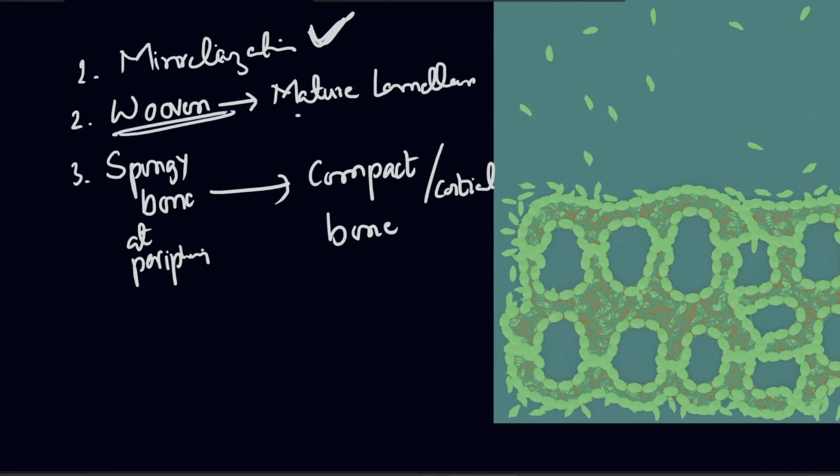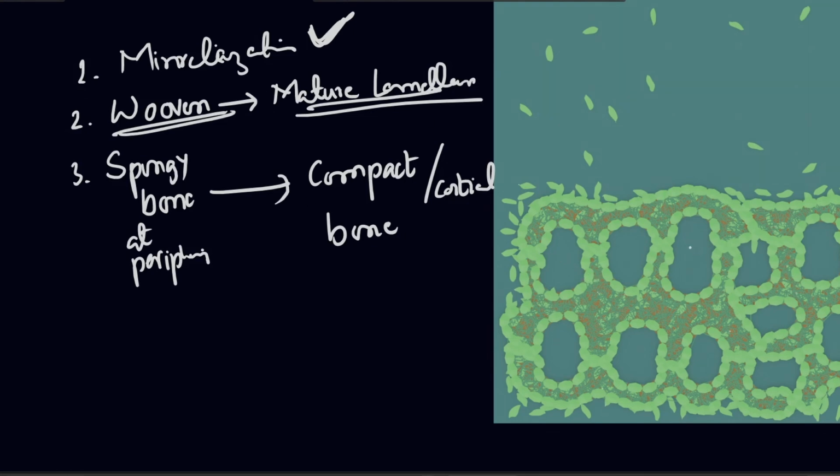So one issue we have already discussed. Second, we will talk about the formation of mature lamellar bone from this initial weak primary woven bone, right? And the third issue that we will talk about is the formation of compact or cortical bone from the spongy bone. So let's take it up one by one. Let's start from the woven bone, right?